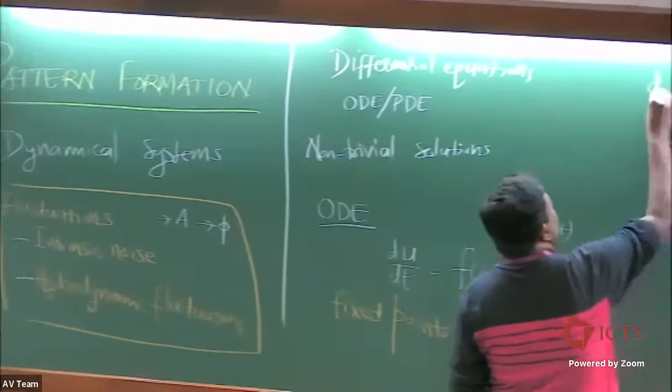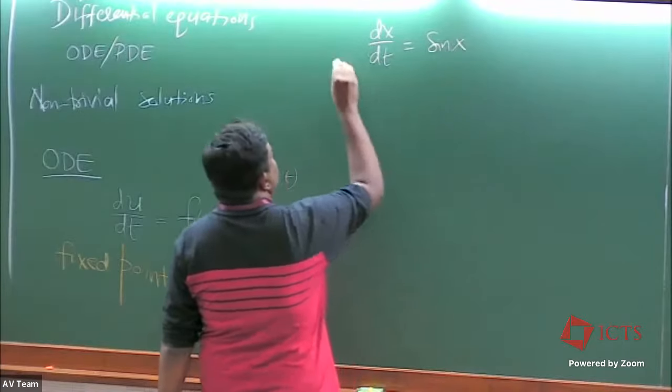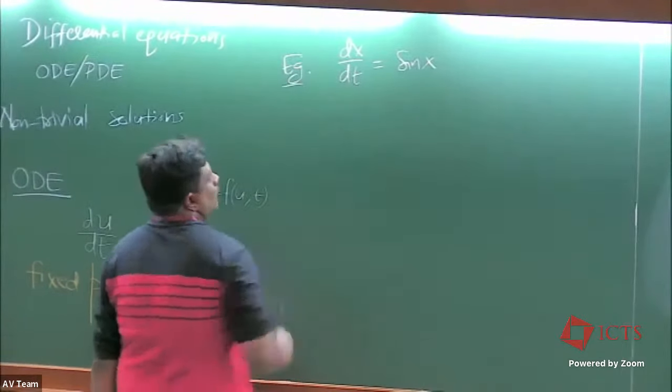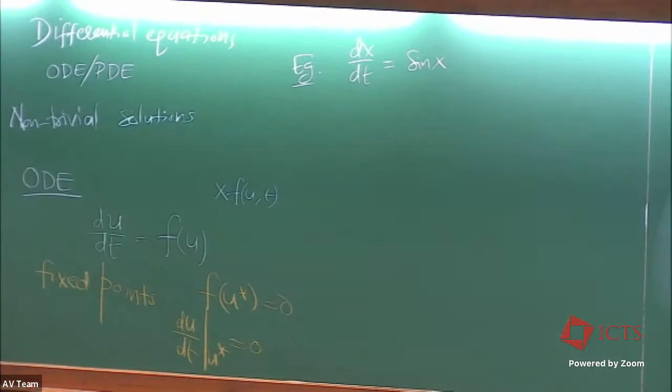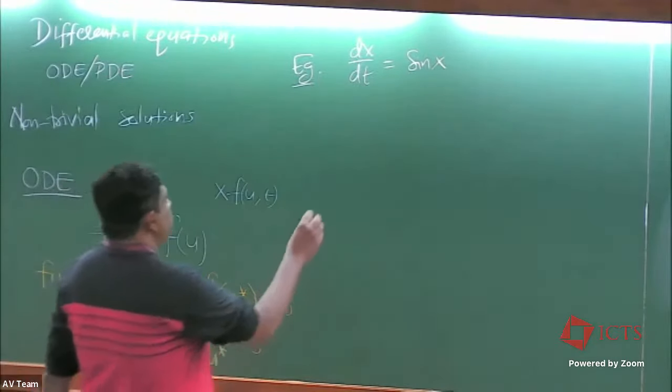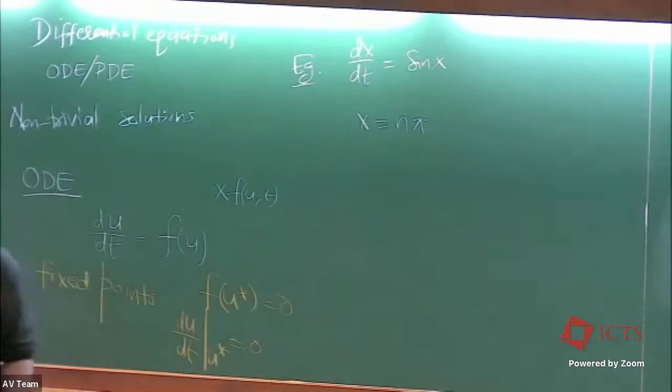For example, here's an example. If I give you d by dt of x is sine x, please figure out what the fixed points for this system are. Any n pi, x equal to n pi, is a fixed point, right? So the first thing to notice is that n is an integer. There are multiple fixed points.